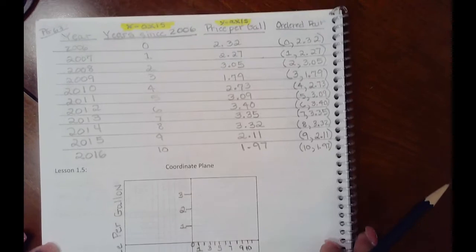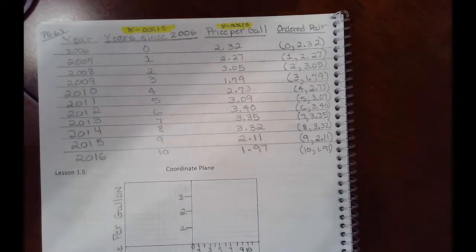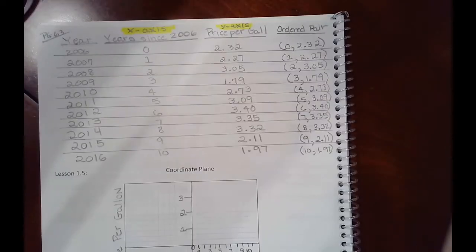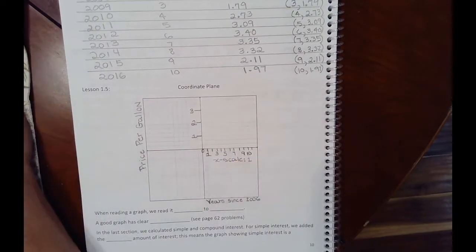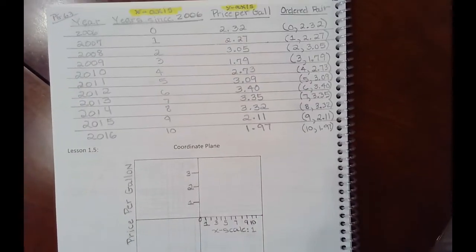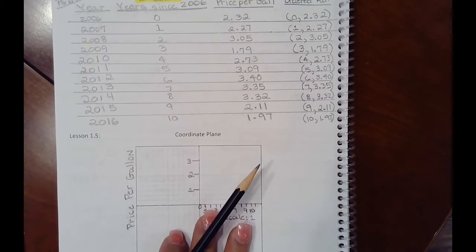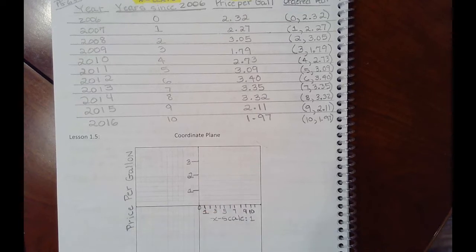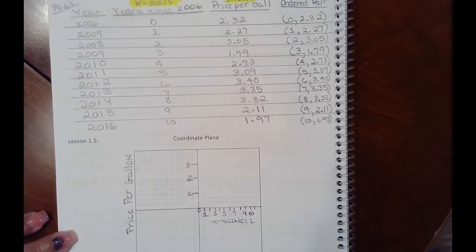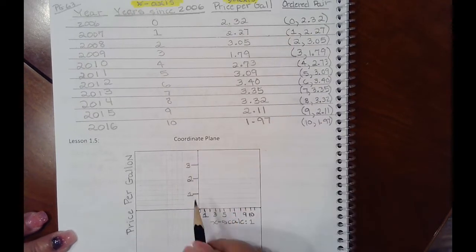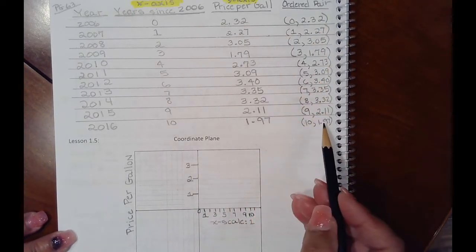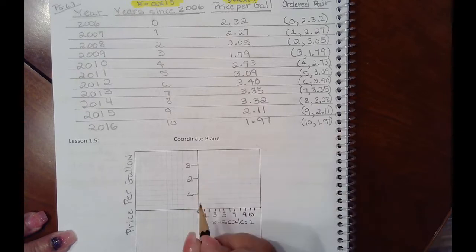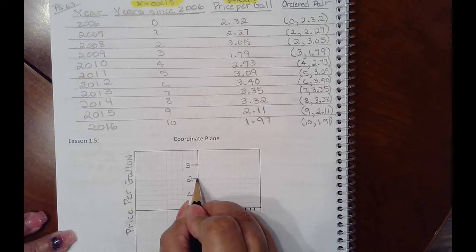Okay, so the first point is 0 and 2.32. Let me see if I can make this a little smaller so we can see the numbers and the graph. I can see it a little bit better. Okay, so this first one that I'm going to be graphing is 0 and 2.32, and you can only approximate on these decimal portions. That's the best that you can do. So if I'm going to go to 0 and then 2.32, I would go to 2, and then I would go a little beyond this.